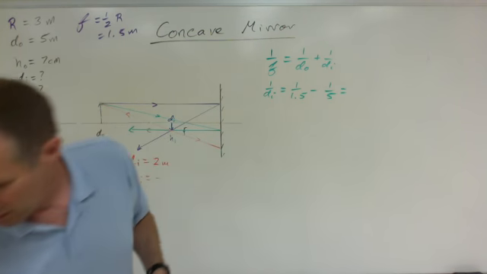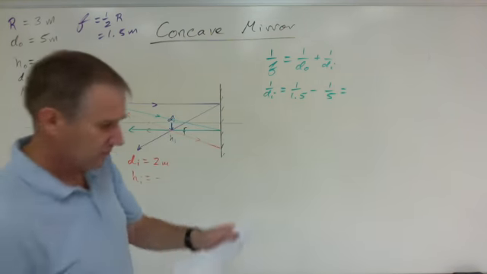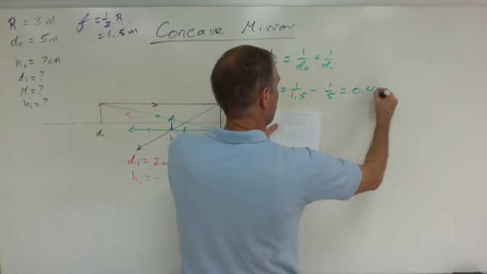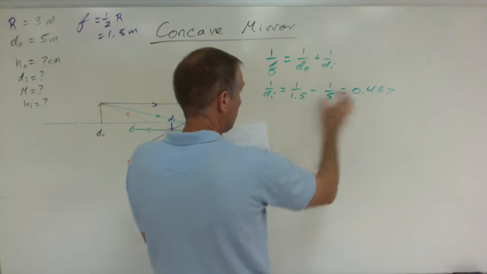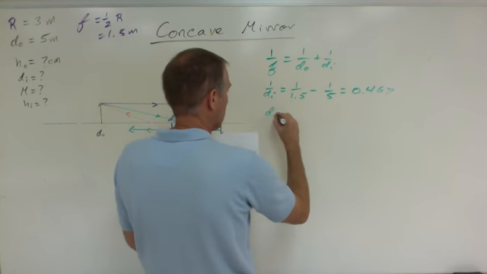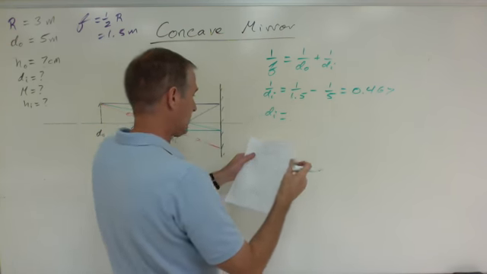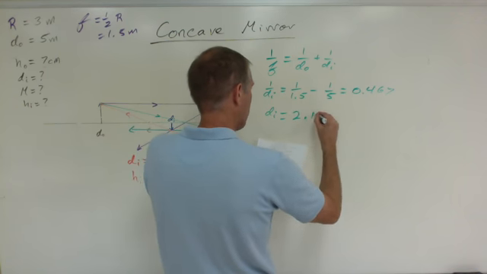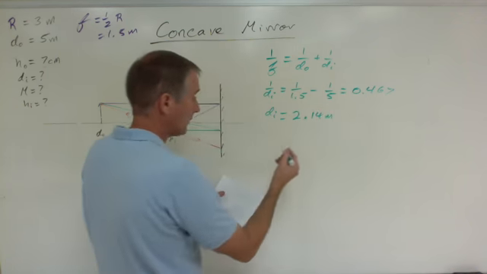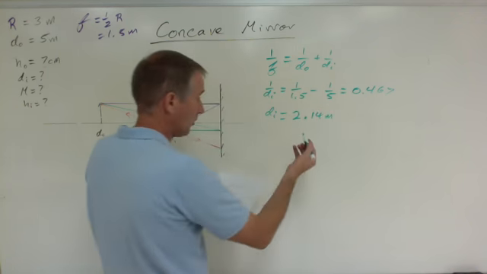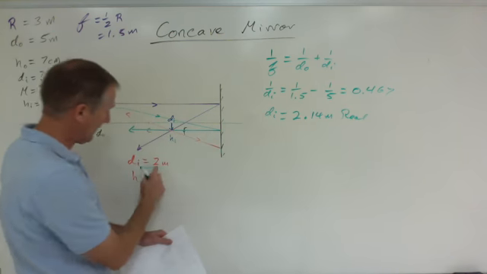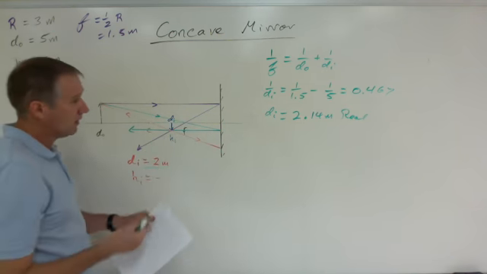And I've already calculated this out. So this comes out to be 0.467. So you have to take the reciprocal of that, right? Because that's 1 over DI. I want to know the value of DI itself. And that came out to be 2.14 meters. And it's positive, and so it's real. That's a real image because it's positive. Notice I was pretty close in my drawing. The actual mathematical answer is 2.14. I had estimated 2 here.